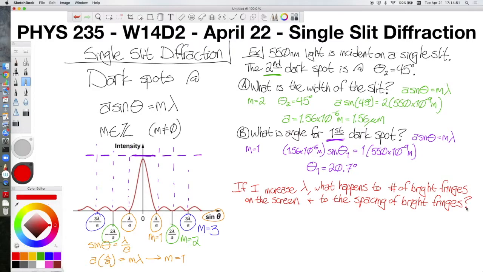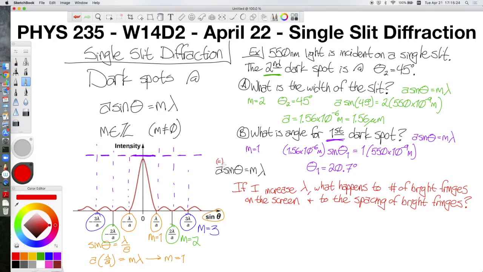So if I increase the wavelength of my light, what happens to not only how many total bright fringes there are on the screen, but also what happens to the spacing of them? So we're talking about a single slit interference pattern here. So we still have a sine of theta equals m lambda. So if we're keeping the same slit width, a is going to stay the same.